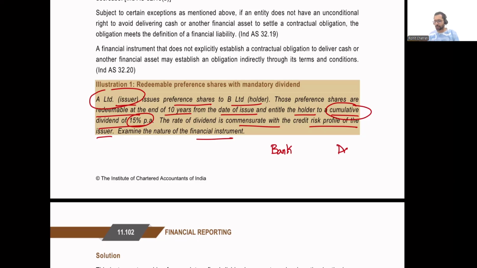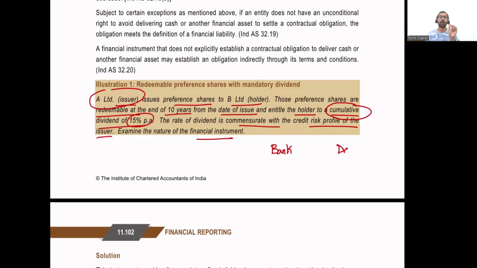Now for that, we have to look at the characteristic of the instrument. If you look at these preference shares, I mentioned that there are two characteristics. One is with regards to redemption, the other is with regards to dividend.